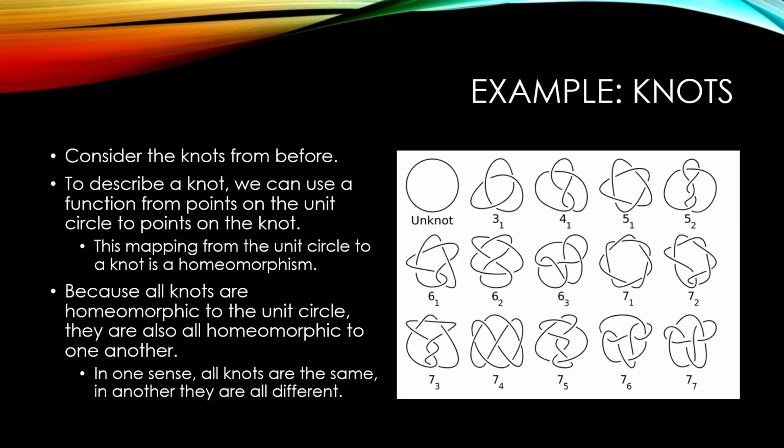It's just a circle which has been tied into weird ways. And so all of these knots can be mapped to a circle. And the circle can then be mapped to any of these knots. And so all of these knots are homeomorphic to one another.